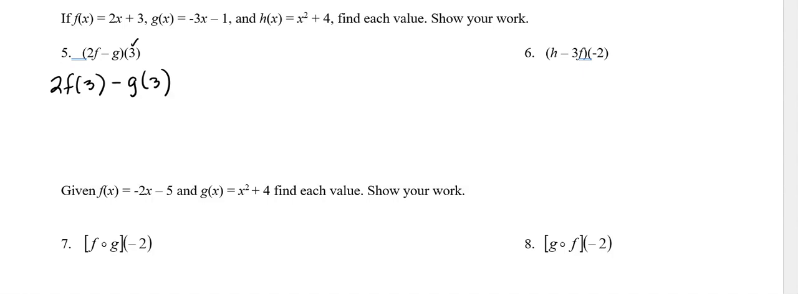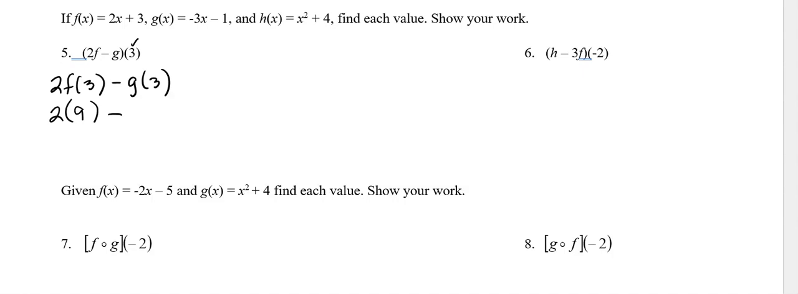If I input 3 into the f function, 2 times 3 is 6, 6 plus 3 is 9. So the f of 3 part, input 3, gives me an output of 9. And then in just a minute, I'm going to be multiplying that result by 2. Now over here, I'm just going to input 3 into the g function and then see what the output is.